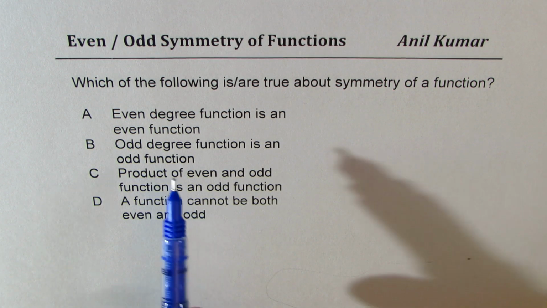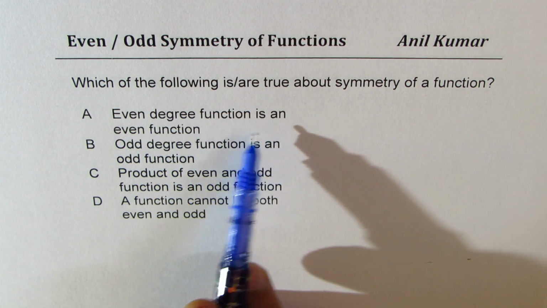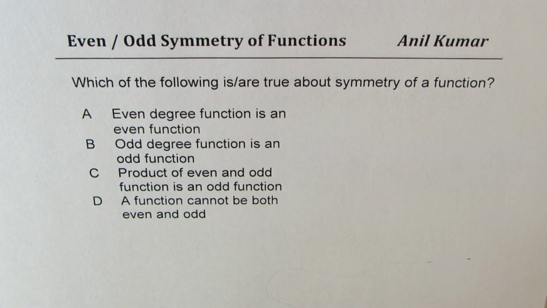A. Even degree function is an even function. B. Odd degree function is an odd function. C. Product of even and odd function is an odd function. And D is, a function cannot be both even and odd. I would like you to pause the video, answer this question, and then look into my suggestions.